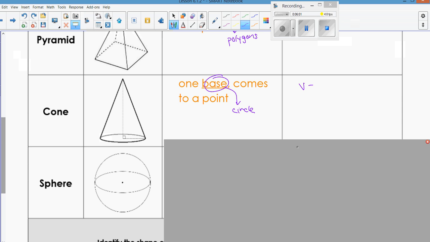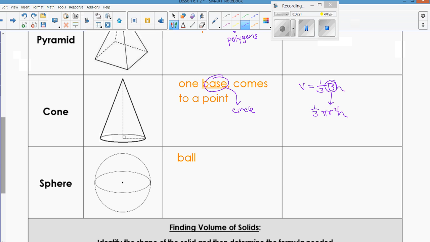So the volume, again, you lose 2/3 of your volume, so you actually only want 1/3 of the area of the base times the height. Because we're talking about a cone, the area of the base will always be pi r squared. So your formula will actually be this. Not something you need to memorize because you should already know the formula for a circle.